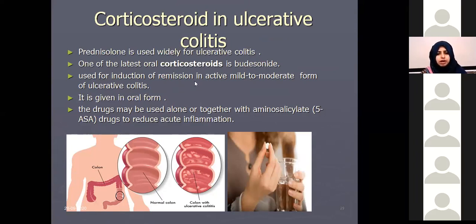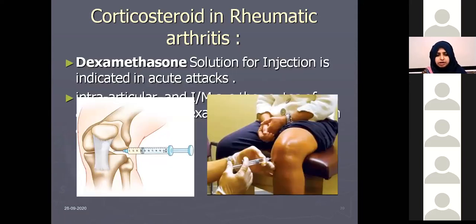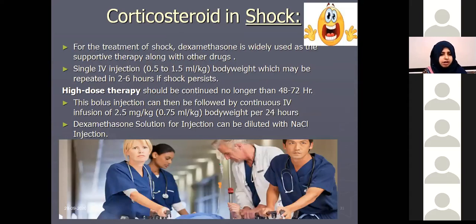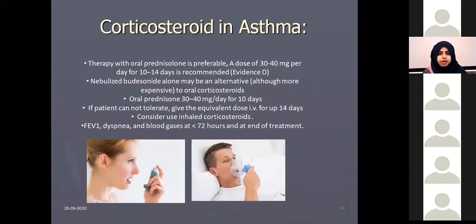Okay. One of the latest oral corticosteroids is budesonide, and it is used for induction of remission in active mild to moderate ulcerative colitis. Okay. So it can be given in rheumatoid arthritis. In rheumatoid arthritis, an intra-articular injection of dexamethasone can be given. Corticosteroids are a treatment that can be given in short courses. Then in asthma, we have already discussed it.